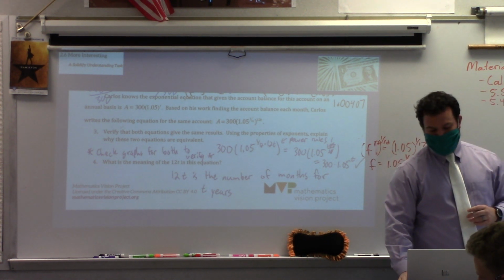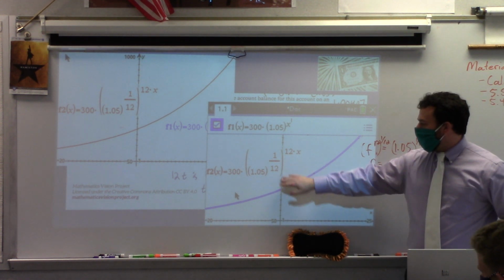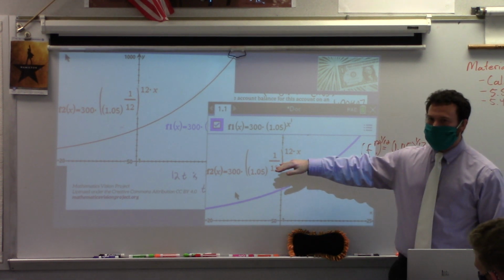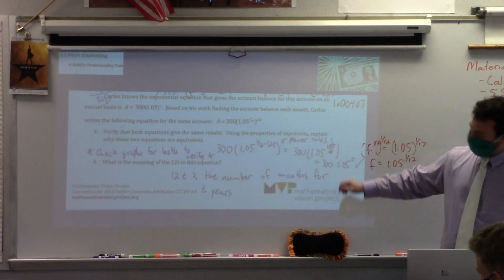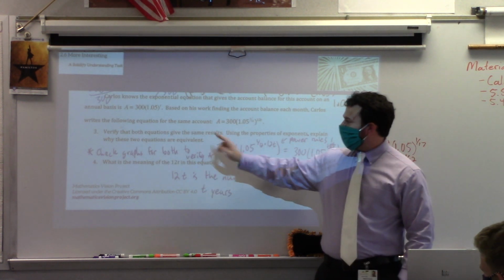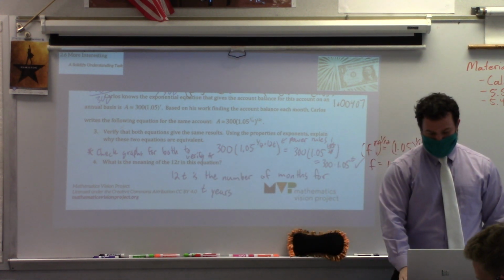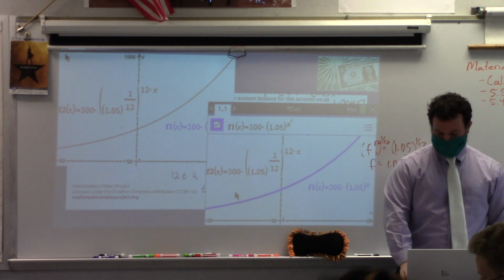A very simple and quick thing that you can do is just graph them. Notice, here I have the blue and the red mapped on top of each other, but you only see one graph, because these two things are equivalent, right? They give the same results. They look different, but they are effectively the same.